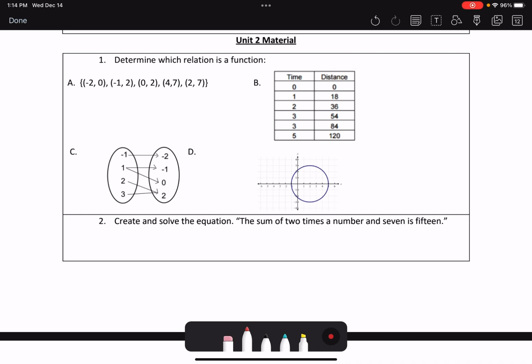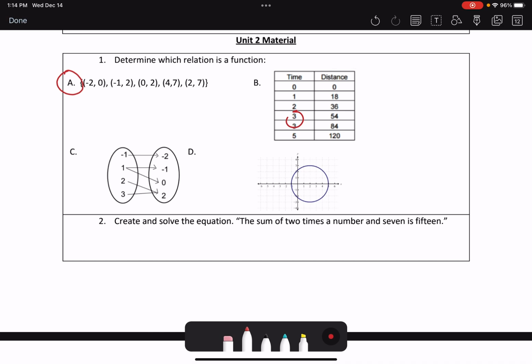So the first thing that it says is to determine which relation is a function. And in order for something to be a function, it can't have repeating x values, and it has to pass the vertical line test. Out of these four options, the only option that is viable is A, because I don't have any repeating x values, so B has repeating x values.